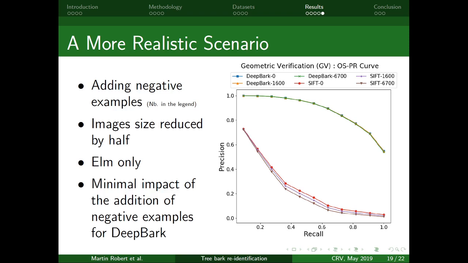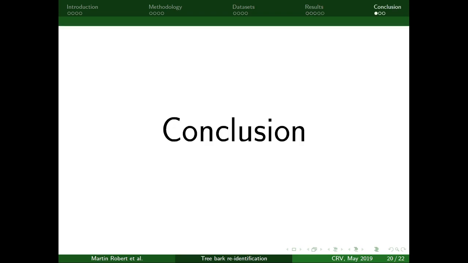In the results, we see that SIFT loses performance as more negative bark images are added, while deep bark keeps a nearly constant performance. It really showed how deep bark paired with geometric verification is a reliable way to re-identify bark surfaces. So now for a quick summary.